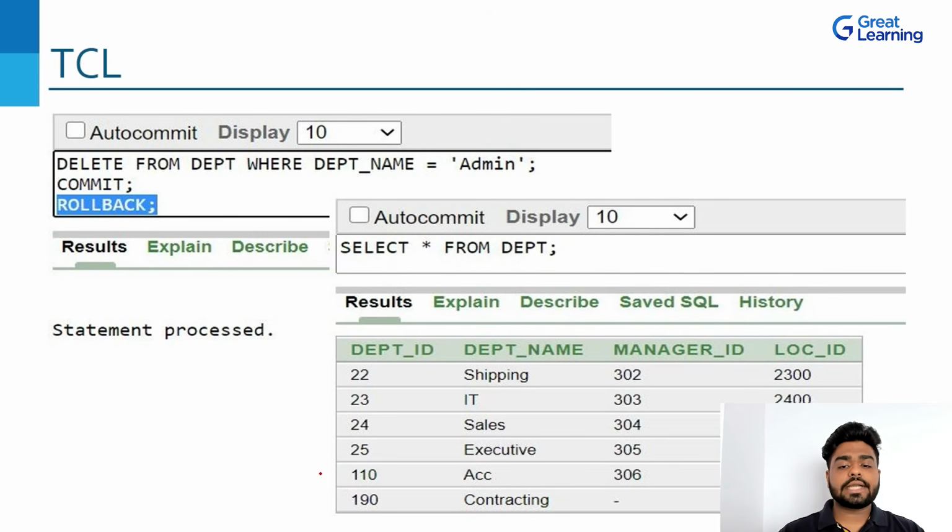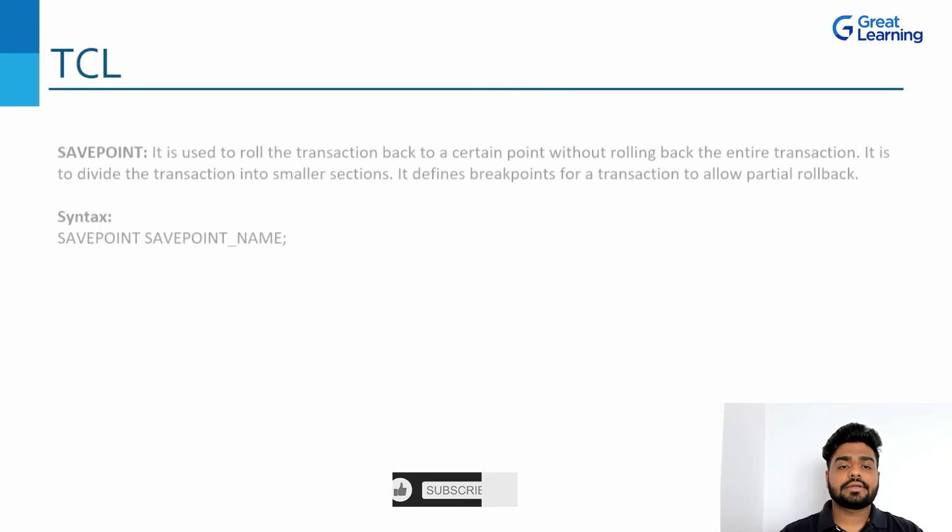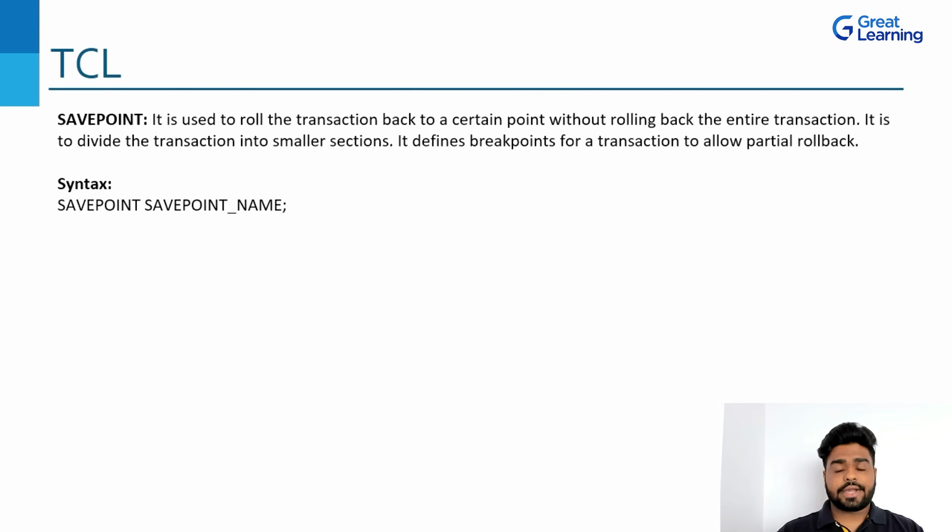So you can do this as well. You can see here, delete from department where department name equal to admin, commit and then roll back. Now understand, once you have committed, you can't roll back. If you see, admin is not showing here again, right? Now what is save point? Commit, rollback we have understood, but what is save point? Understand it in a very easy manner. Save points are like checkpoints.